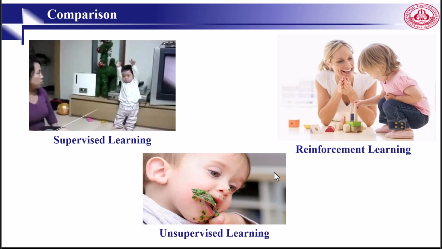Supervised learning uses labeled data. We know the correct output. Unsupervised learning finds patterns and structure in unlabeled data. Then reinforcement learning is distinct. It's about decision-making in dynamic environments in order to maximize a cumulative reward over time.